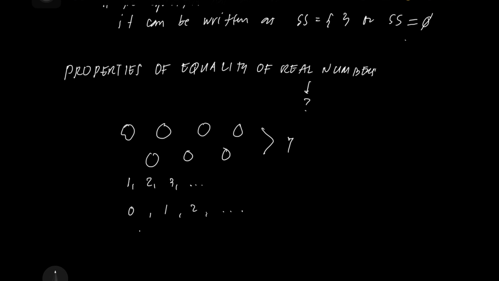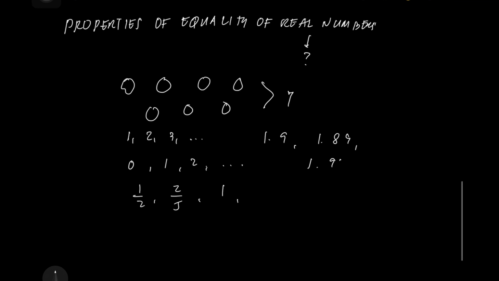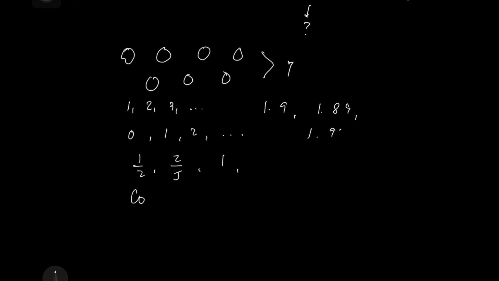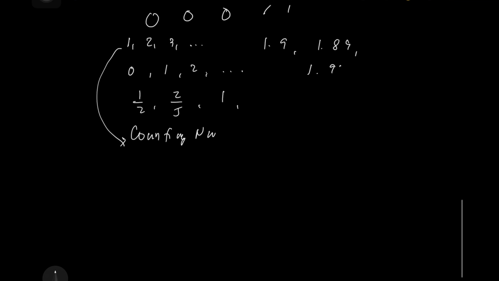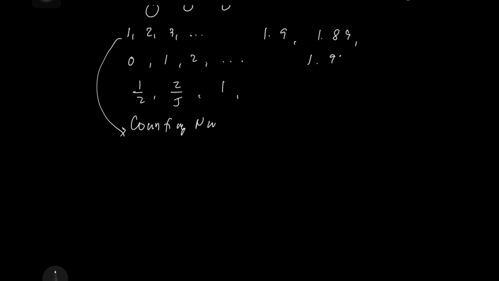We don't count from 1/2, 2/5, 1, 7, and so on and so forth. Or we don't count from 1.9, 1.89, 1.99, and so on and so forth. So we count by 1, 2, 3, 4, 5, 6. These numbers are called counting numbers. Those numbers from 1, 2, 3, and so on are counting numbers. And counting numbers are also called natural numbers.